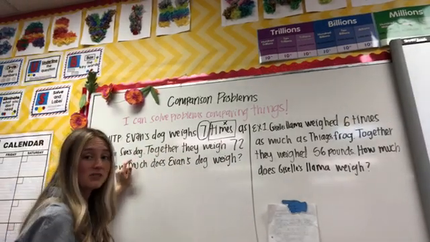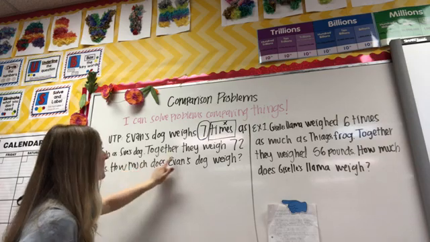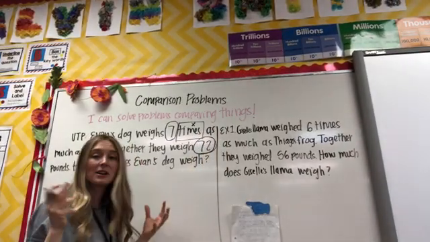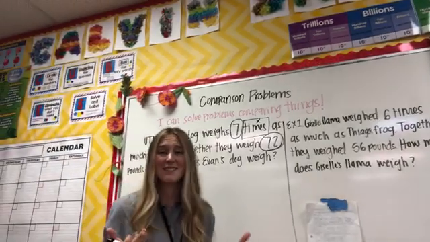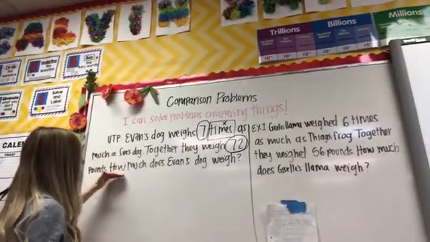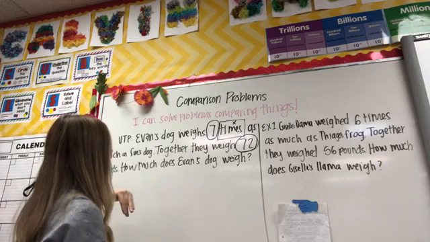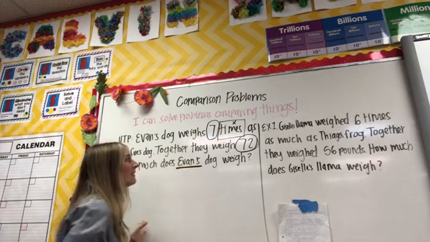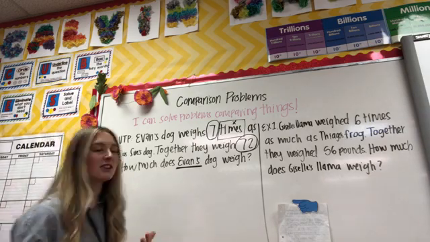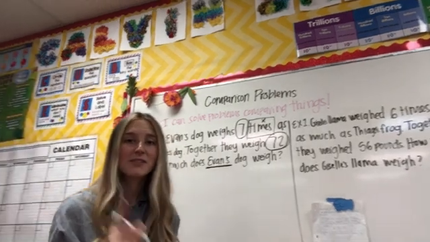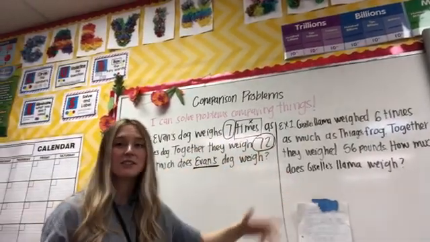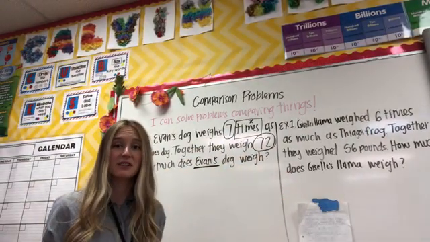7 times as much as Sue's dog. Well, we don't know how much Sue's dog weighs. Together, they weigh 72 pounds. So if you put these two dogs together, they would weigh 72 pounds. How much does Evan's dog weigh? We want to know how much Evan's dog weighs, but we don't know how much Sue's dog weighs. Here's the one thing I don't want you to do. I don't want you to say, oh, 7 times what gives me 72, and that's my answer. It actually doesn't work that way.